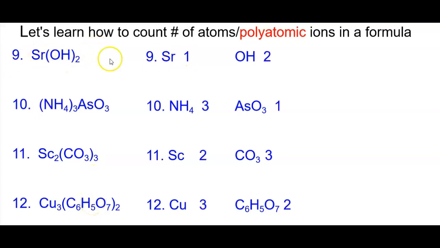So I have 1 SR and 2 OH groups. I have 3 NH4 groups and 1 ASO3 group. I have 2 SC groups and 3 CO3 groups. I have 1 CU atom and 2 C6H5O7 polyatomics or groups.